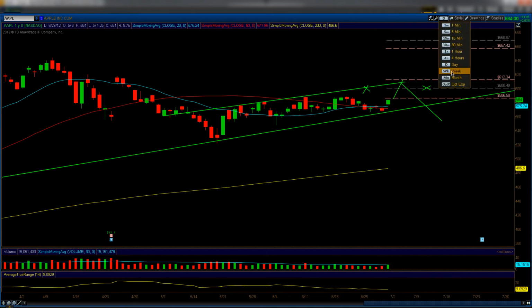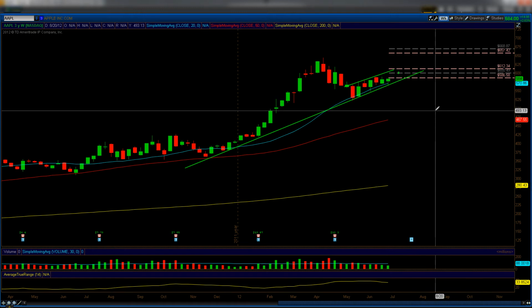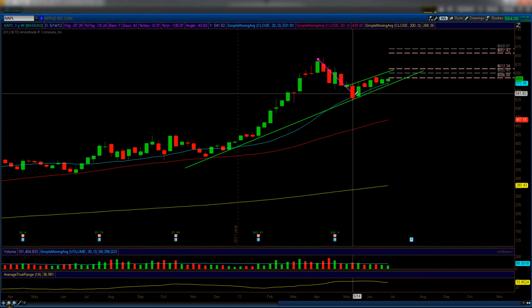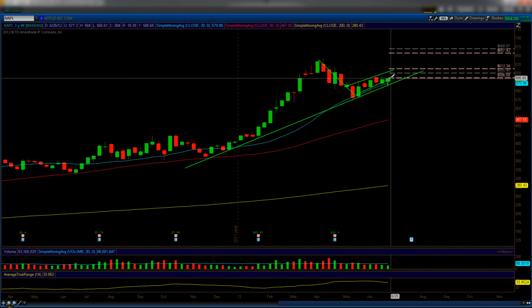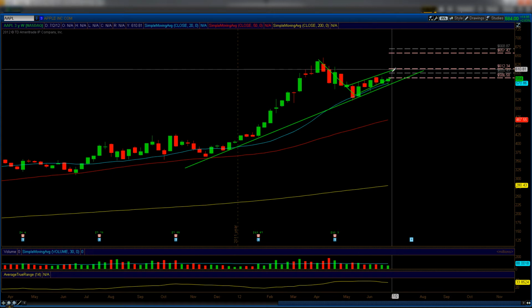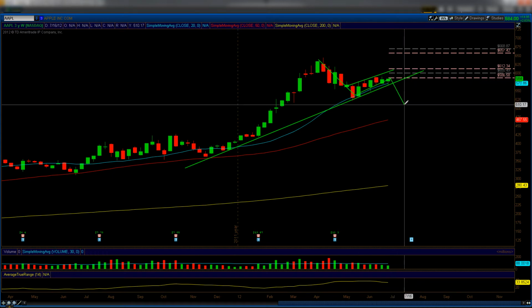Let's take a quick look at the weekly here. If you notice on the weekly, we have this down move, and then obviously we have this bearish consolidation pattern, right? And again, the 612 level is right there, and then we could possibly break down.